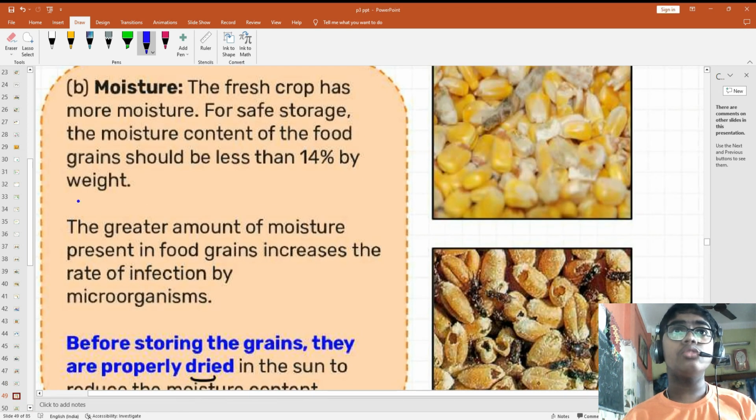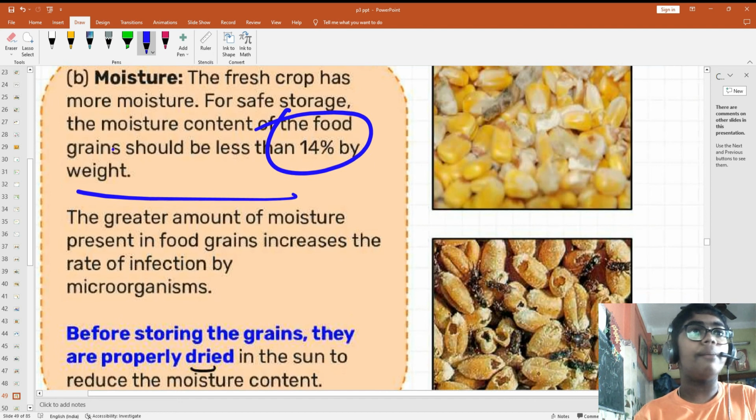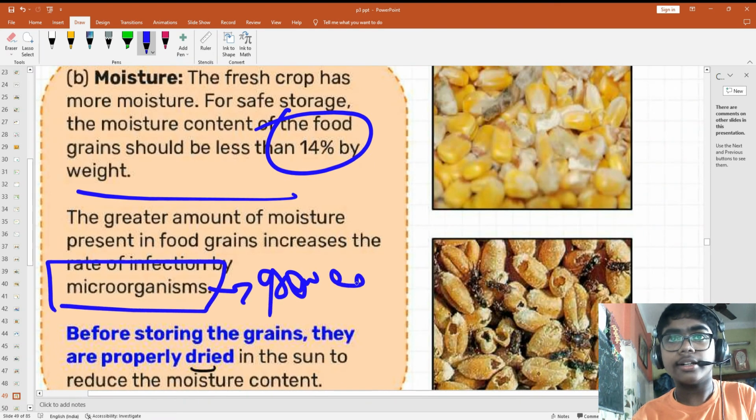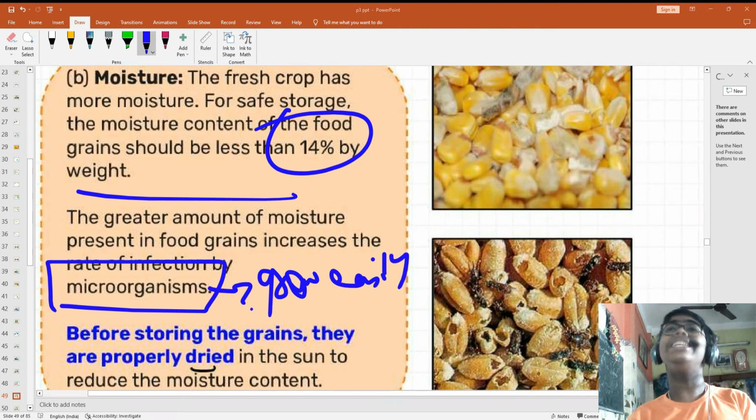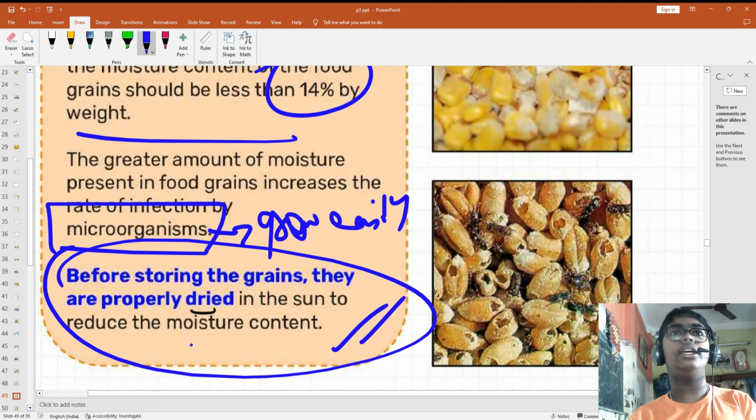Moisture should be less than 14%. Otherwise, if there is moisture, then microorganisms can grow easily there. Now, before storing of grains, that's why they are properly dried. I have told these things 4 to 6 times. They are properly dried to reduce the moisture.